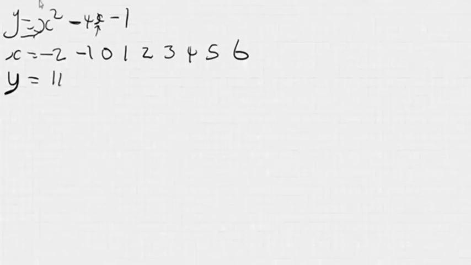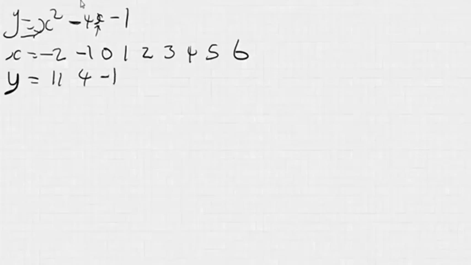Okay, now let's go with -1. So -1 squared gives us 1. 1 plus 4 gives us 5. 5 minus 1 gives us what? 4. So when x is -1, y is 4. Let's go with 0. So 0, everything here gives us 0. So we'll be left with -1. When x is 0, our y is -1.